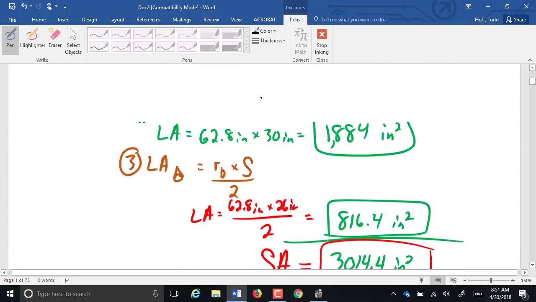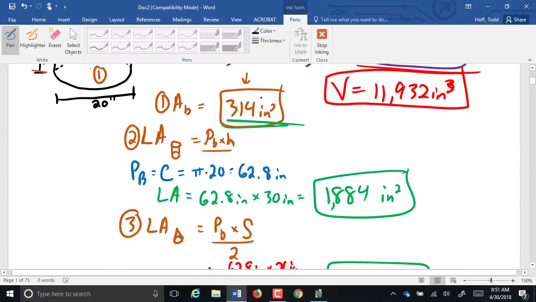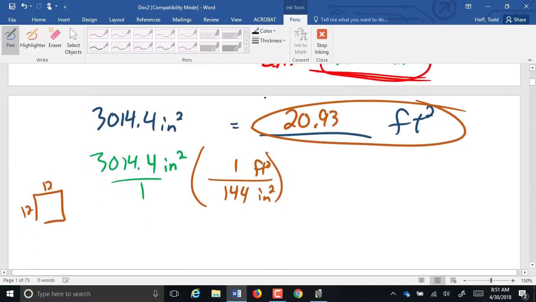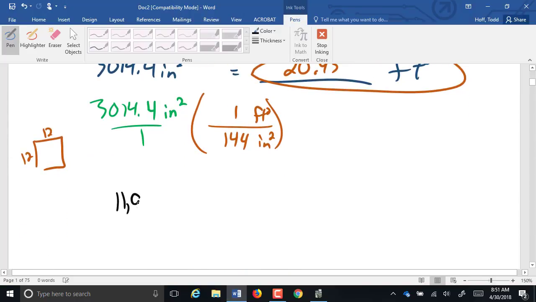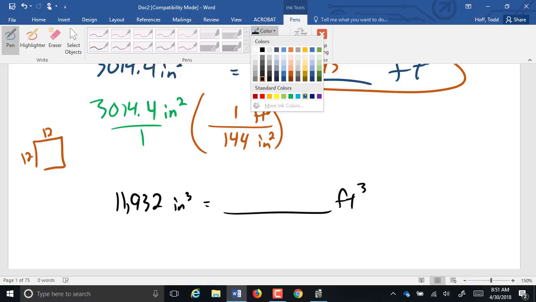Our volume was 11,932 cubic inches. How would we change that into cubic feet?